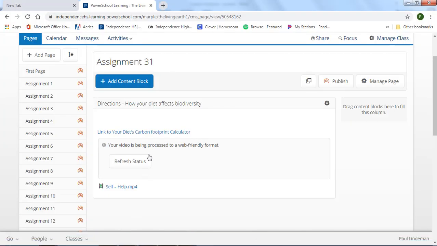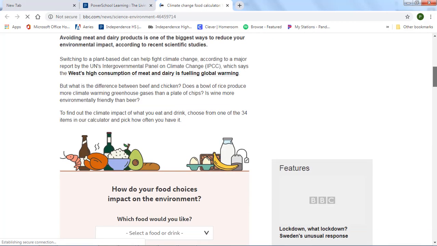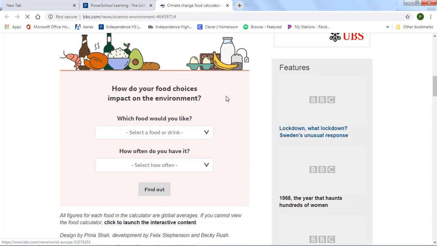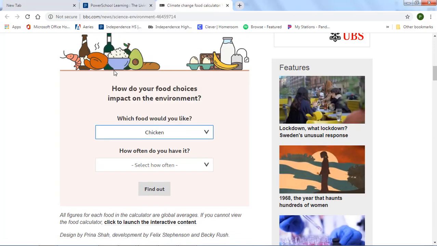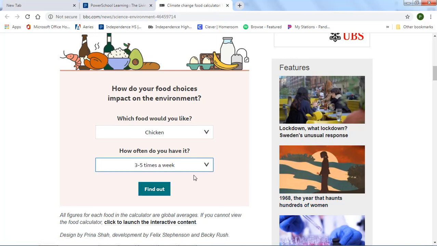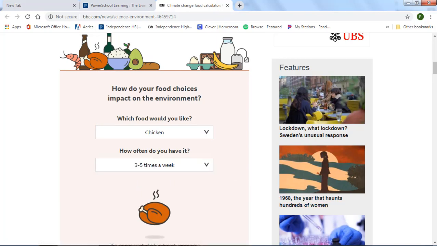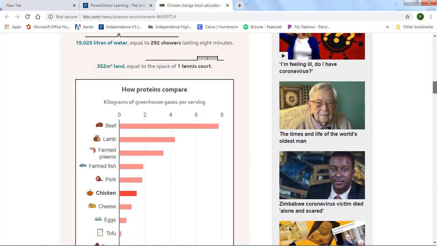So you can go to Haiku and click on the link for Diet's Carbon Footprint Calculator. And again, you might have had chicken as your choice. You might be eating that 3 to 5 times a week. So it gives you the carbon footprint and gives you some alternatives.